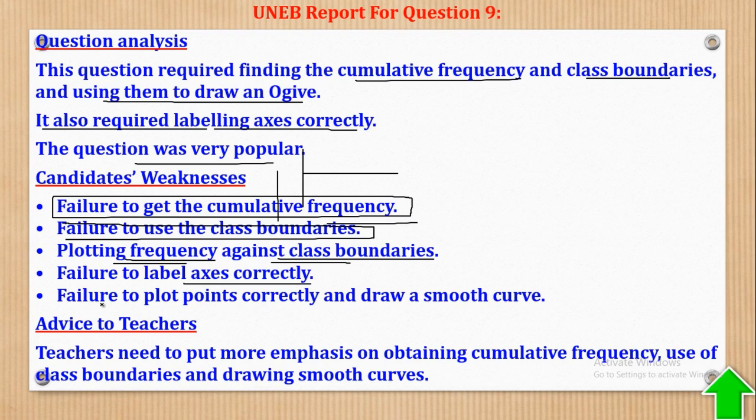The next is failure to plot points correctly and draw a smooth curve. To plot the points correctly, you must be well versed with plotting, and the scale must be easy to use and uniform. Then the curve must be as smooth as possible. You must make sure that the curve is as smooth as possible.